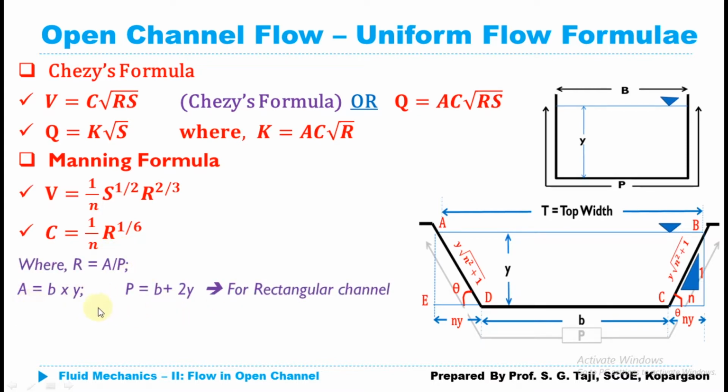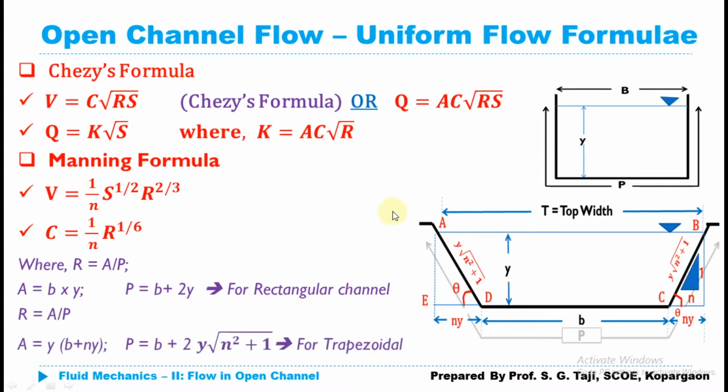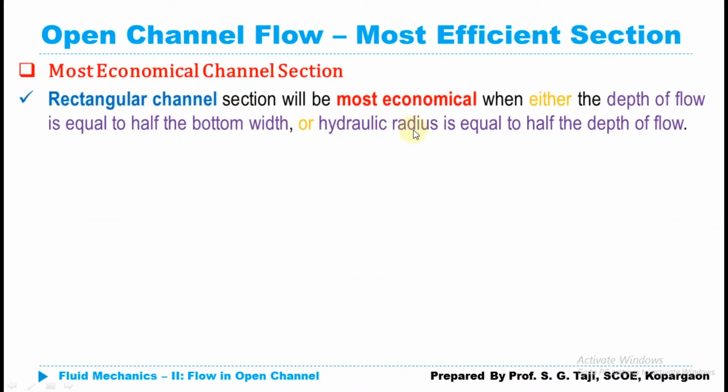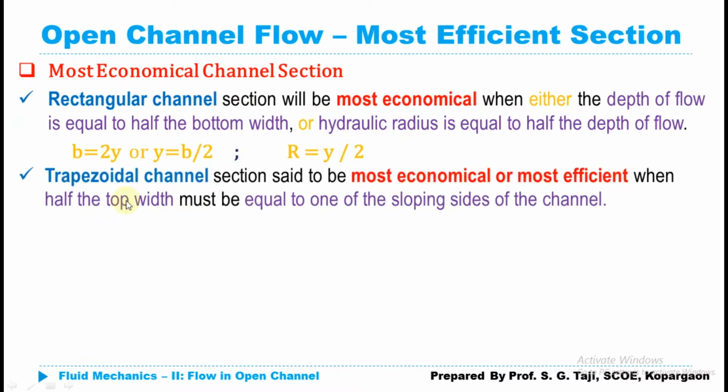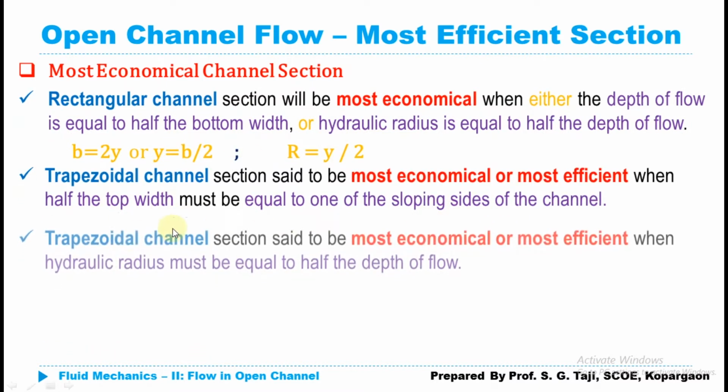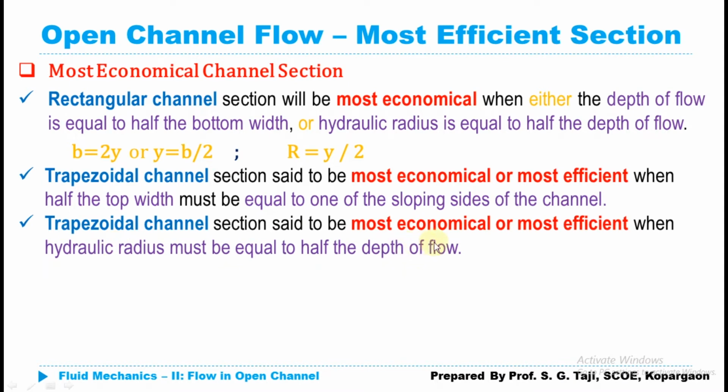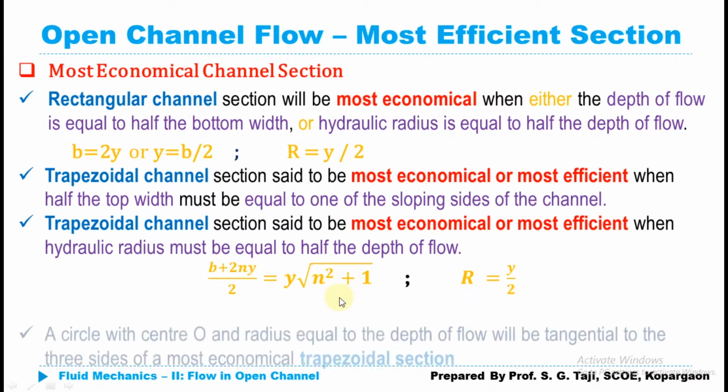Again, those are the dimensions, computation of dimensions for the rectangular channel and for the trapezoidal channel. Again, the condition for the most economical channel section. This is for the rectangular channel section. This is for the trapezoidal channel section. This is another condition for the trapezoidal channel section. And those are the equations for the trapezoidal channel section while considering the most economical or most efficient channel section.